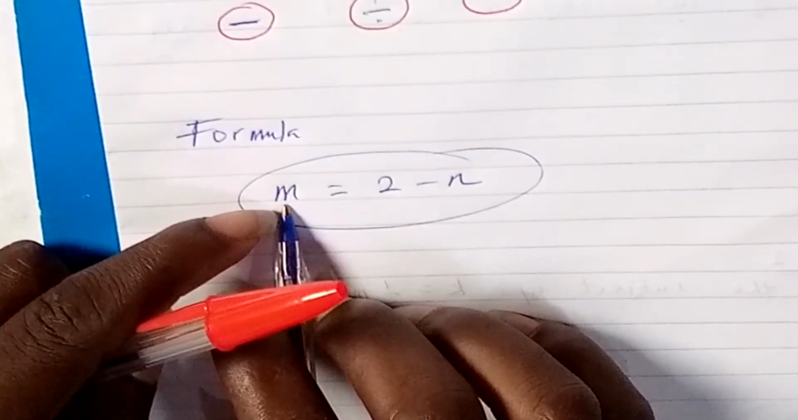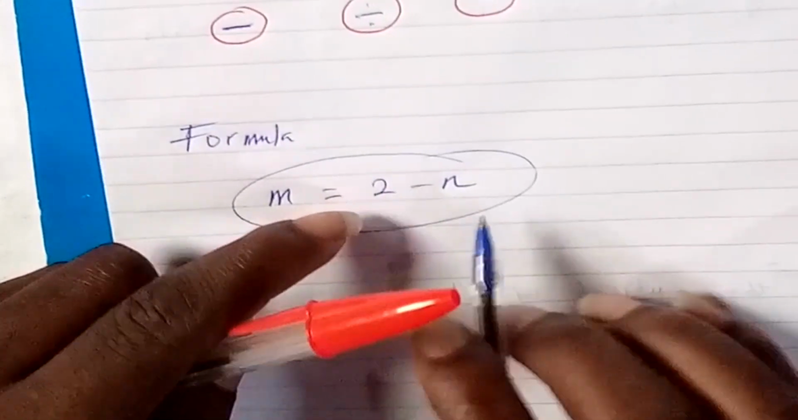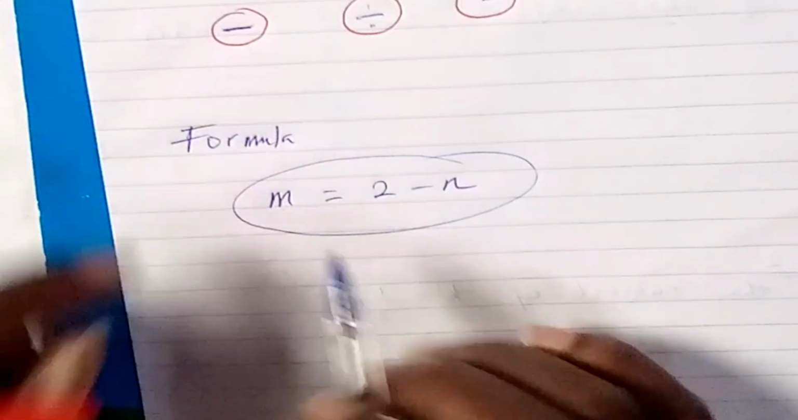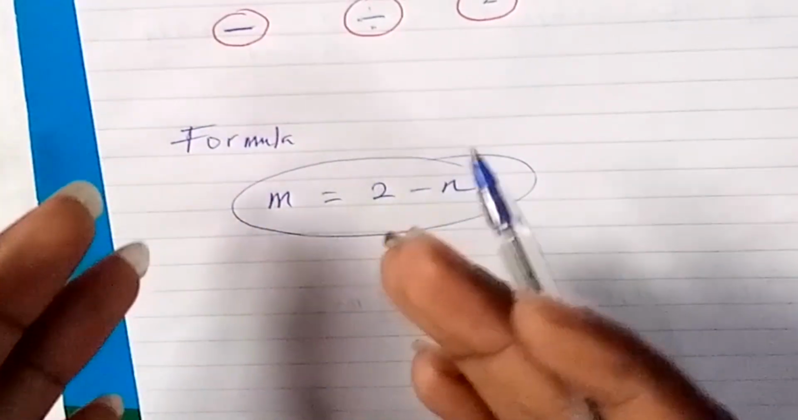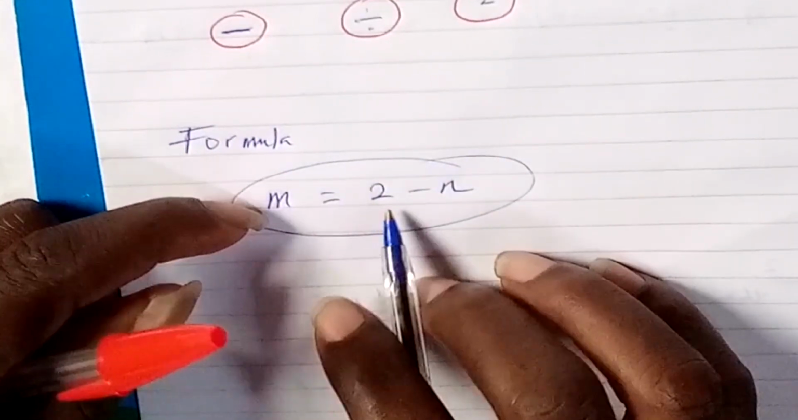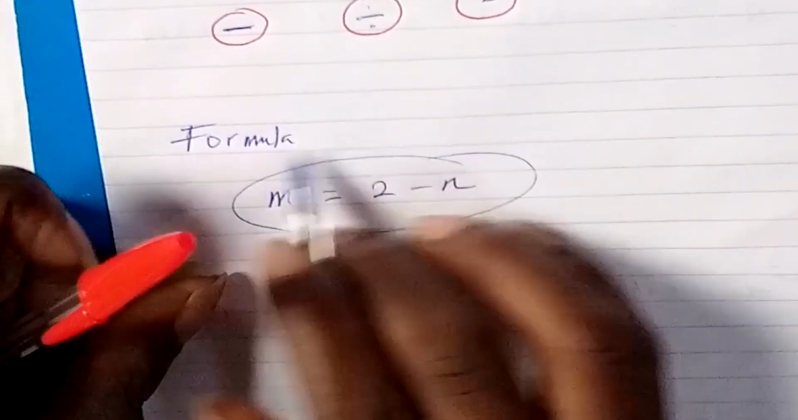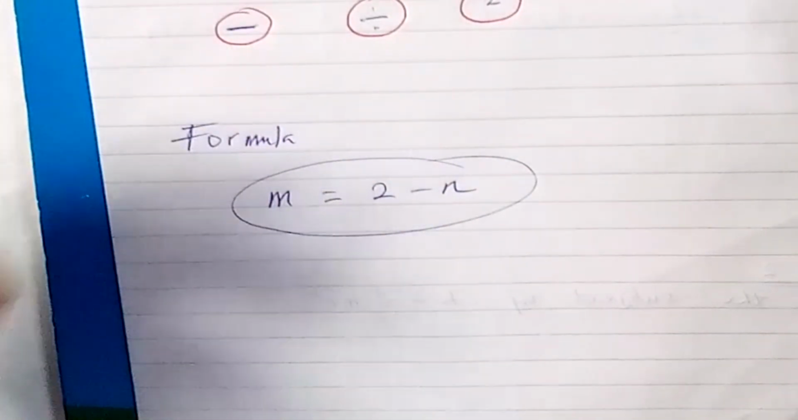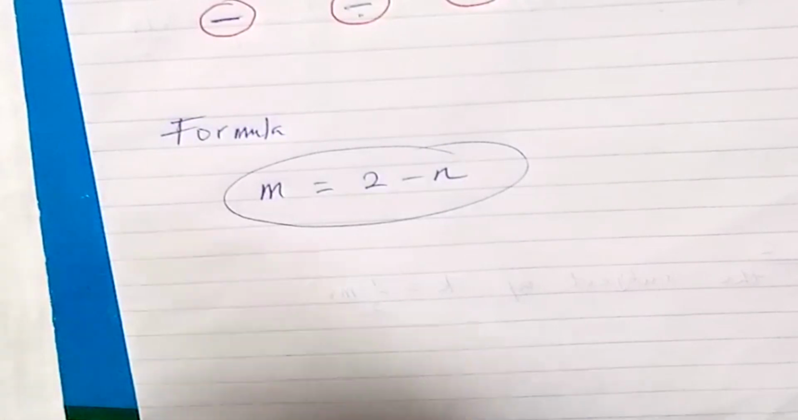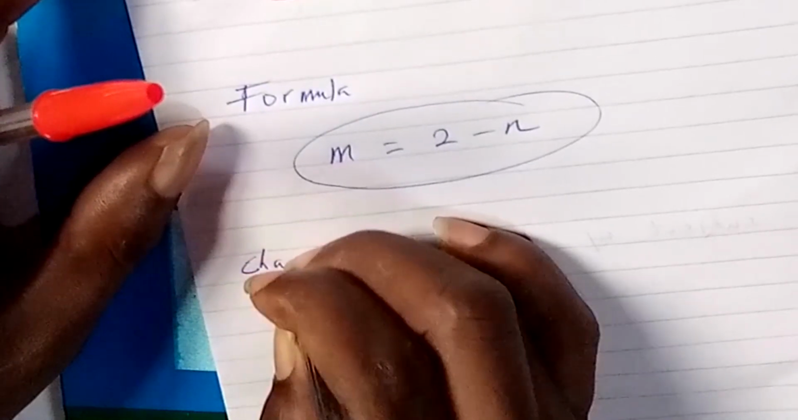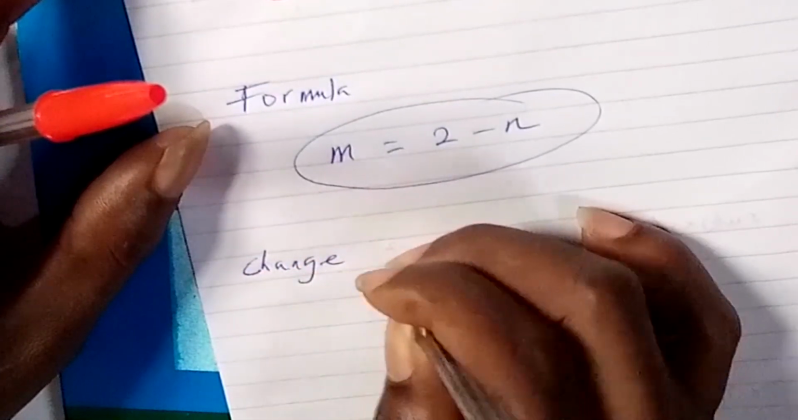So m is a symbol in mathematics, 2 is a symbol in mathematics, minus n is also a symbol in mathematics. But if you have used a particular m as the subject, and this m has been expressed over the other symbols, together we call this a formula or an equation. Now let's look at the second terminology, change of subject. That is what we are even dealing with now.